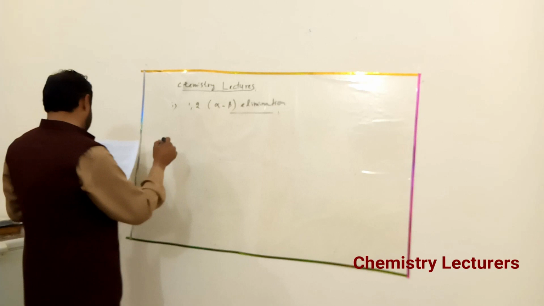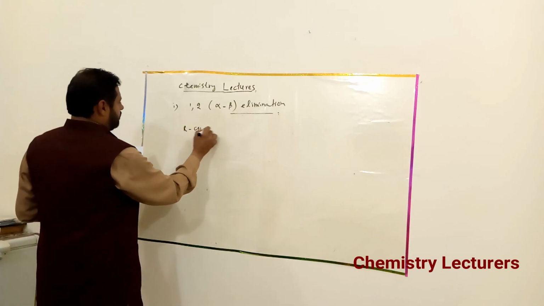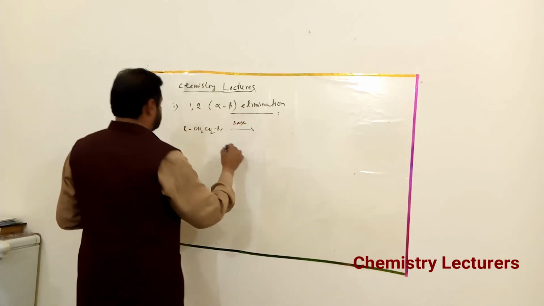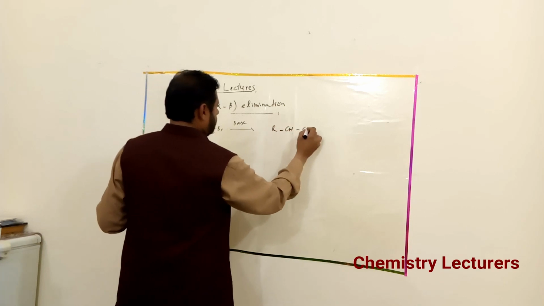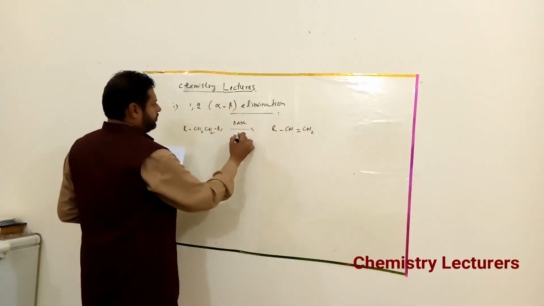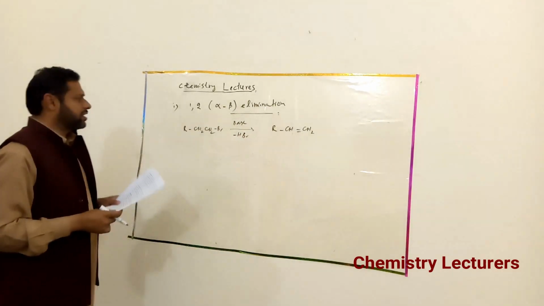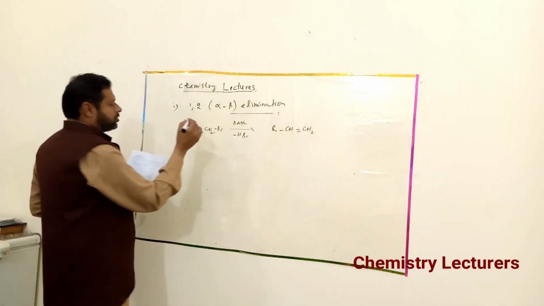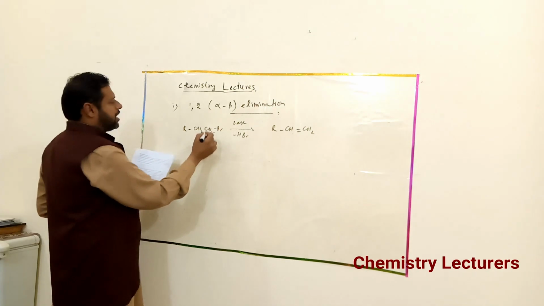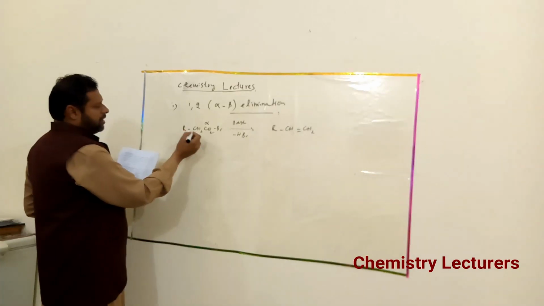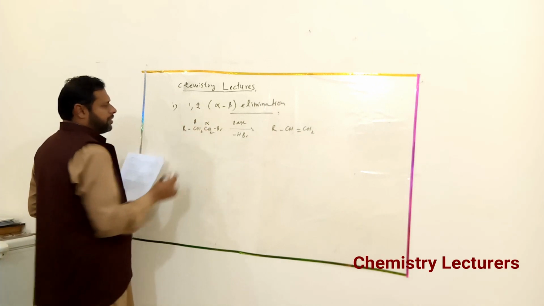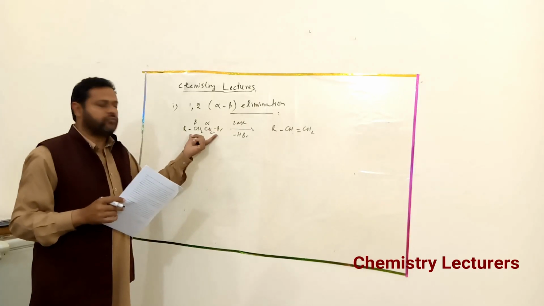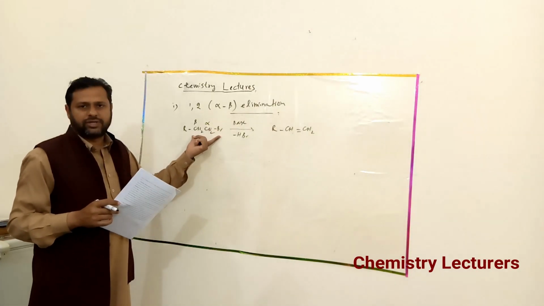For example, the first example is the removal from an alkyl halide in the presence of a base. So in this case, one nucleophile is removed and a hydrogen is removed from the other carbon atom. The carbon which contains the nucleophile is called the alpha carbon, and the nearby carbon from which the proton is removed is called the beta carbon. Because both groups are removed from two nearby carbons, one from alpha and one from beta, these types of reactions are called alpha-beta elimination reactions.